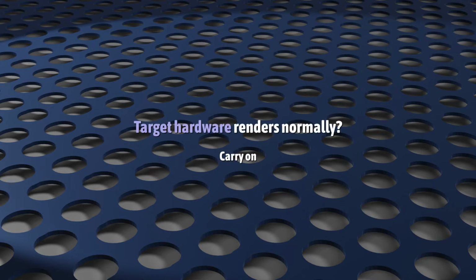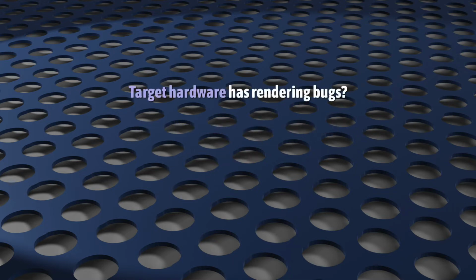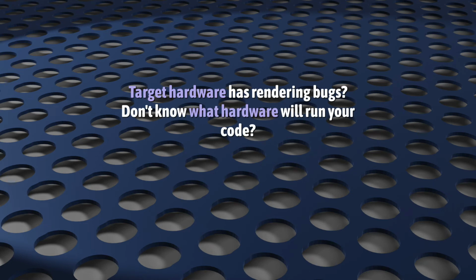Well, if you're targeting specific hardware that you know renders things correctly, then nothing. But if you encounter rendering bugs, or if you don't know what devices will be running your code, it's probably a good idea to start coding things a little defensively. Let me show you how.